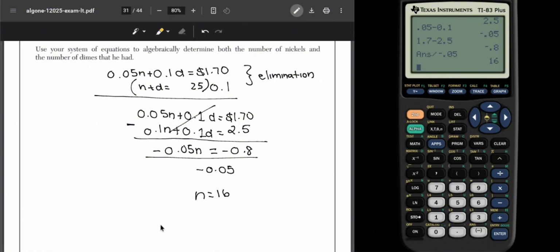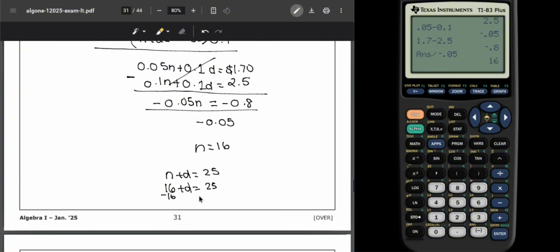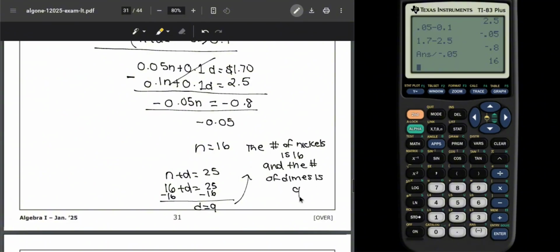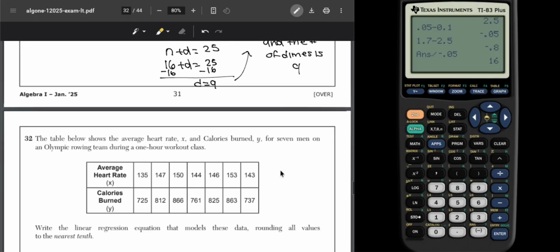So I'm going to pick the easiest equation that I wrote, which was n plus d is equal to 25. I know my n is 16, so 16 plus d is equal to 25. In order to isolate d, I'm going to subtract 16 on both sides, and I'm going to get d is equal to 9. So the number of nickels is 16, and the number of dimes is 9. And that is your first 4-point question.